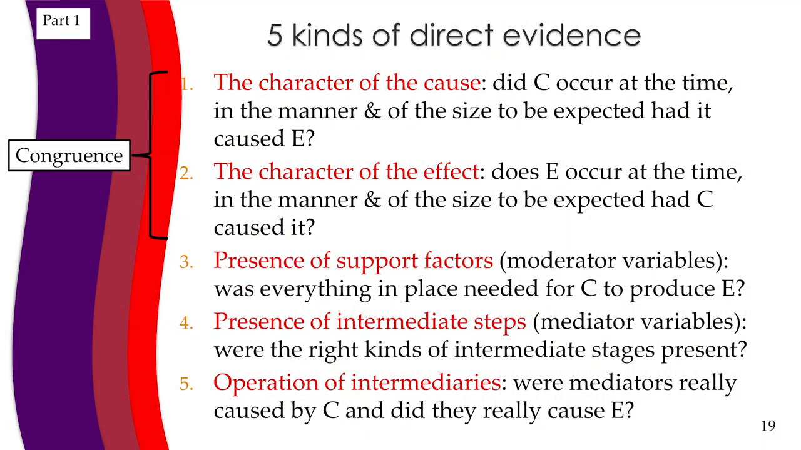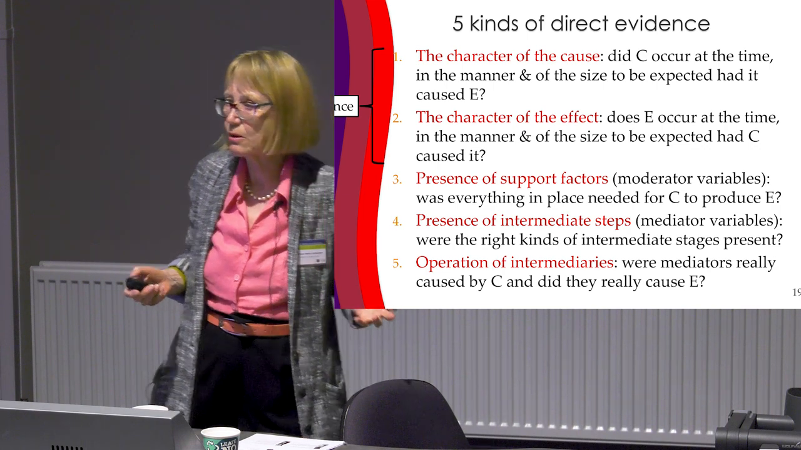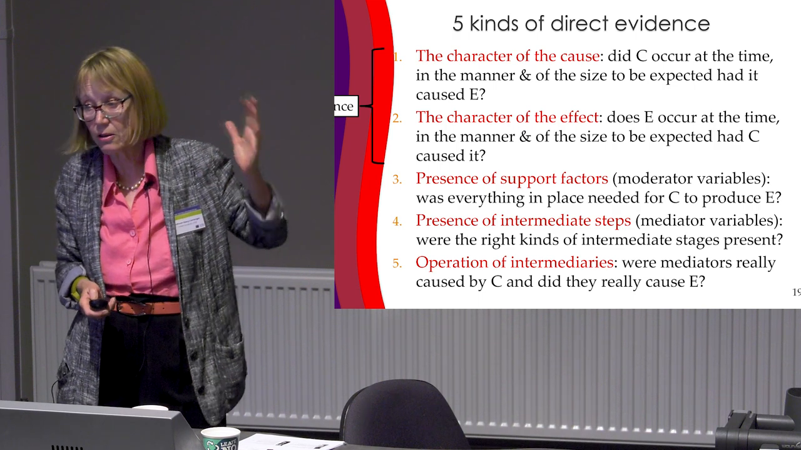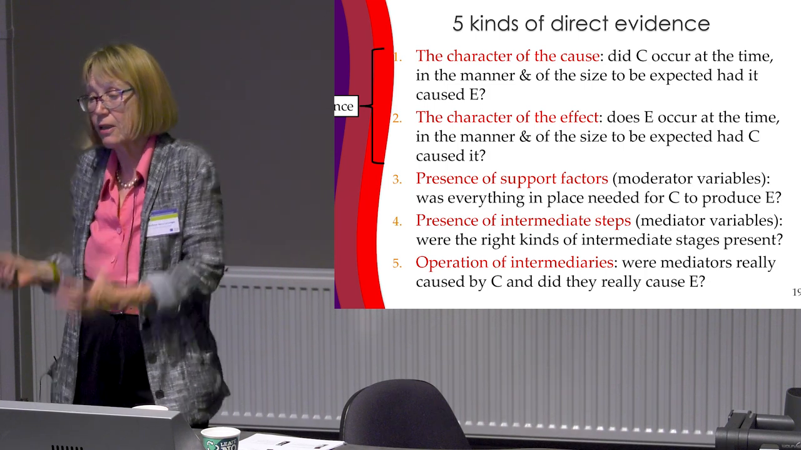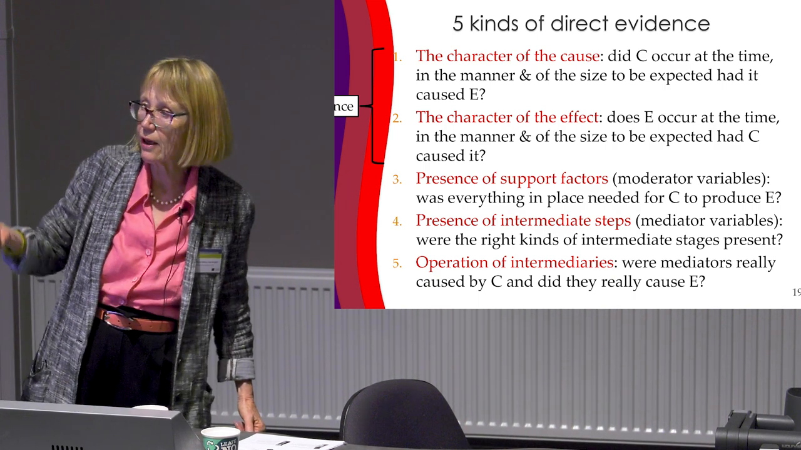I've isolated five kinds of direct evidence. Many of these are familiar from Bradford Hill, who did this for medicine. One of the things I'm interested in is I think that this SCEM business shows that some of those really are symptoms of causality, and some of the things he suggests I don't think are symptoms of causality. They're symptoms that you didn't make a measurement error. But so it is, I think, useful. So the character of the cause: did C occur? Did the cause occur at the time, in the manner, of the size to be expected, had it caused D? Character of the effect: does it occur at the time, in the manner, of the size to be expected, had C caused it? I think you sometimes call these two together congruence.